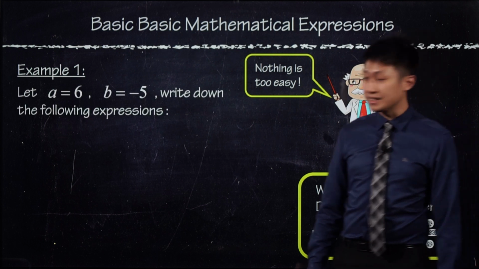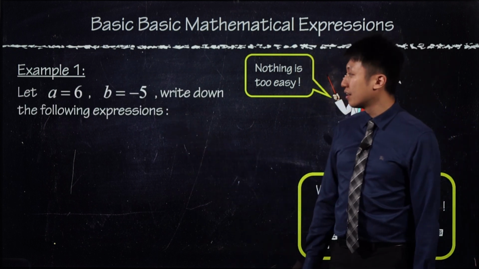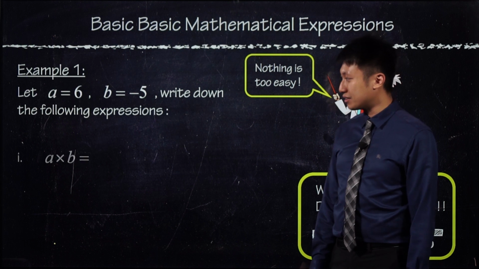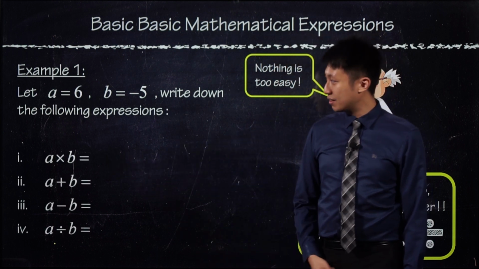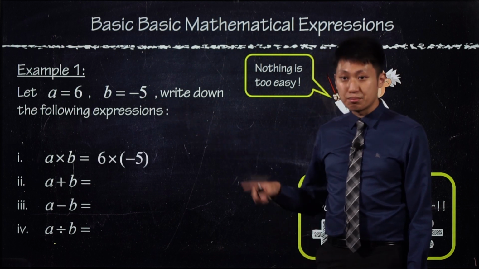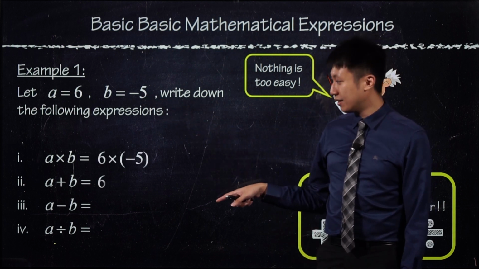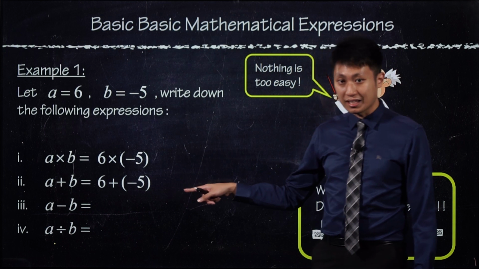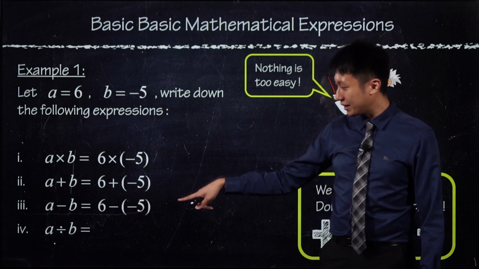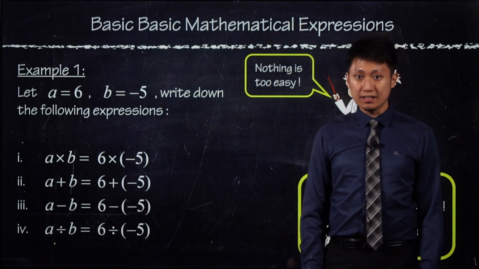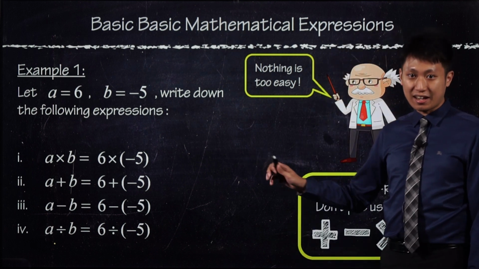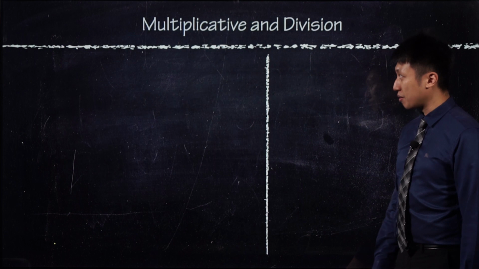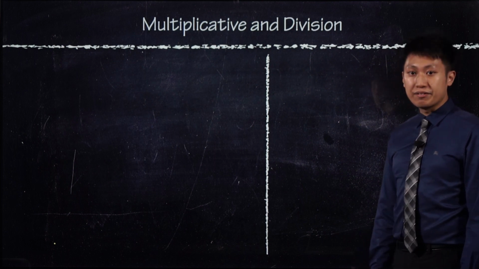Let A be 6, B be -5. Write down the following expressions. A times B, so how would you write it? 6 times bracket -5. Next, this one, plus -5, with brackets. You get this? Very simple, right? I guess you can get this one, right? No problem. Multiplication and division.